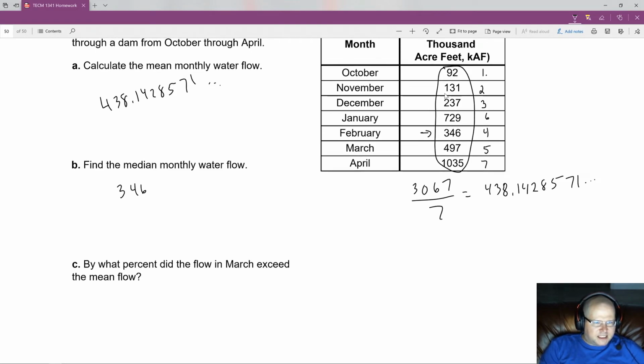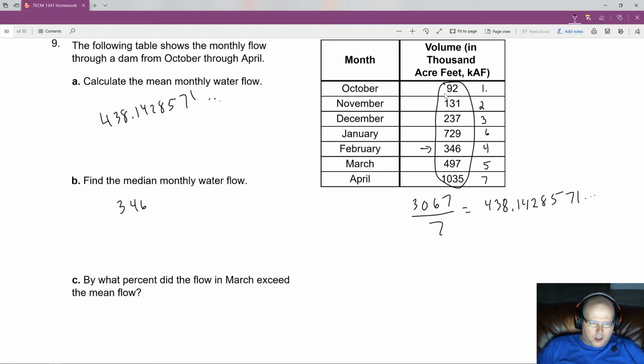So by what percent did the flow in March exceed the mean flow? Okay, so we're going to take the mean in this case. Mean, we're going to subtract March. And then we're going to put it over the mean. Okay, so let's plug everything in.